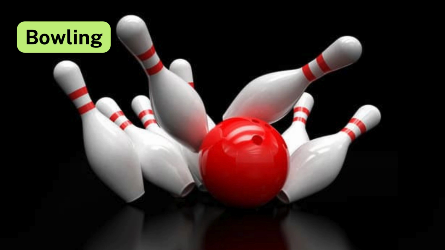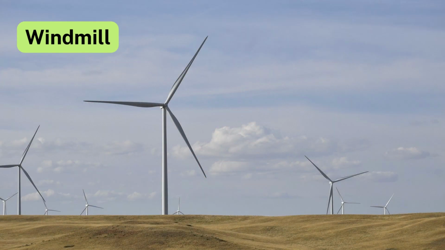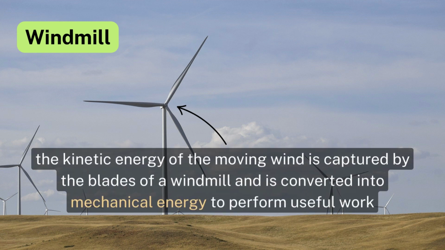Bowling. The mechanical energy of a bowling ball is transferred to the bowling pin upon collision, causing displacement and demonstrating the conversion of potential energy into kinetic energy. Windmill. The kinetic energy of the moving wind is captured by the blades of a windmill, which convert it into mechanical energy to perform useful work.